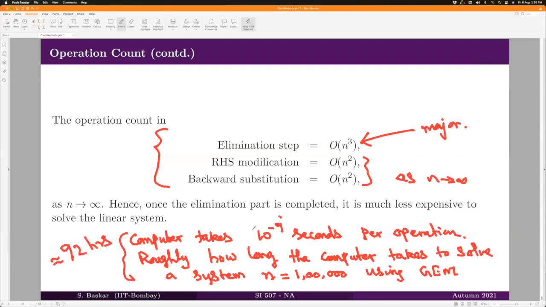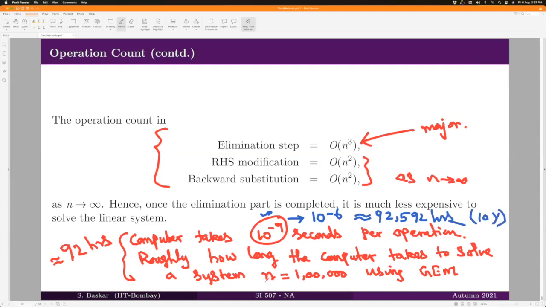Same, instead of this, if I give you another computer, say it takes 10 to the power of minus 6, it means it is taking more time, right? It means the computer is a little less powerful than this. Then the time that this computer takes is roughly 92,592 hours. It means what? It is nearly 10 years it takes to compute the solution.